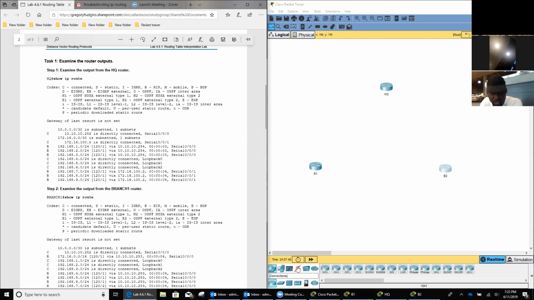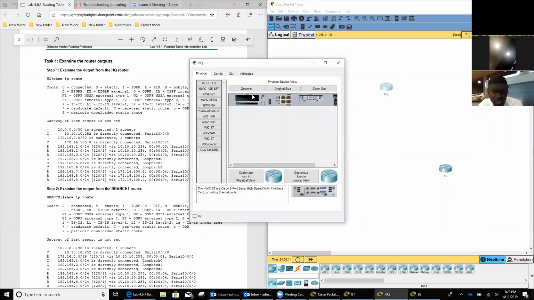Yeah, so on HQ, do you see that first connected route, 10.10.10.252? You see that one's connected to 0/0/0, right? That's what I was wondering. When it says that, is that Serial 0/0/0 on the headquarters router? Exactly. That's the interface it's connected to on the headquarters router.